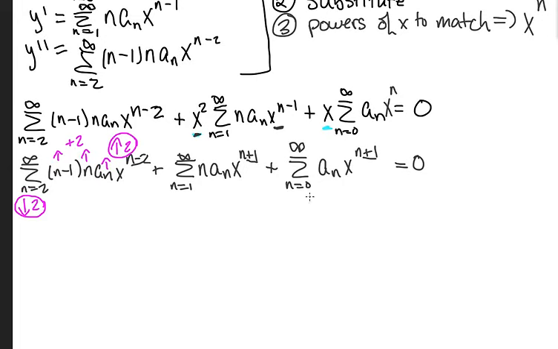Okay? So now I'm going to bring this down by 2. So this is going to be the sum from n equals 0 to infinity of (n minus 2 plus 2), which is n; (n minus 1 plus 2) is just n plus 1; and (n plus 2) is just n plus 2; a sub n plus 2, x to the n. Okay, so that's done. So over here we have to do the same thing.